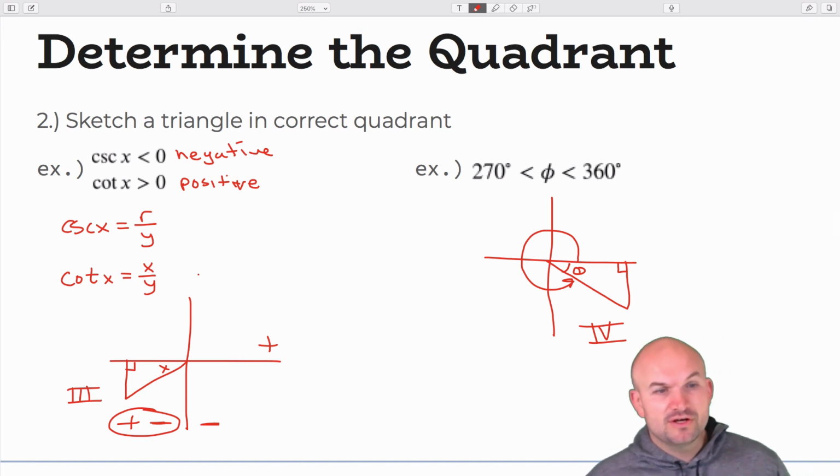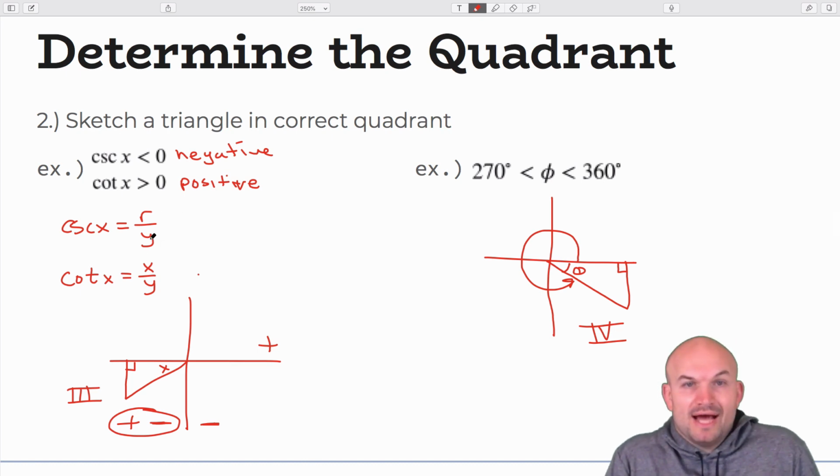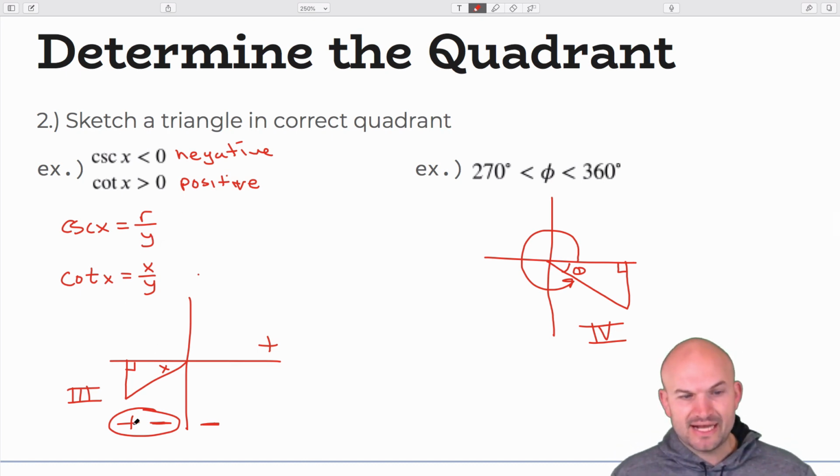So if cosecant is negative, what does that mean? Remember, cosecant of an angle is your hypotenuse r over y. Well, r is always positive. That means y is negative. So in which quadrants is y going to be negative? Well, y is going to be negative in the third and the fourth quadrant, right? Because if the y-coordinate is negative, it's going to be down here. So it has to be in one of these two options.